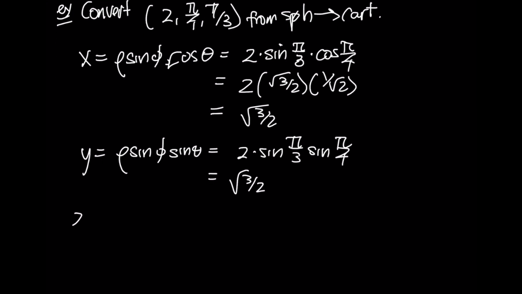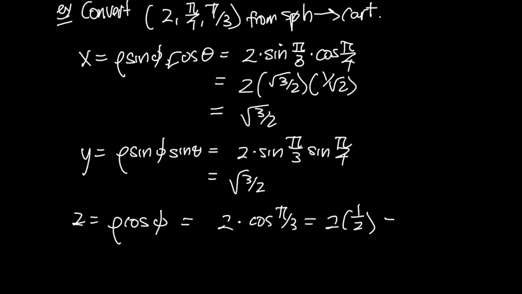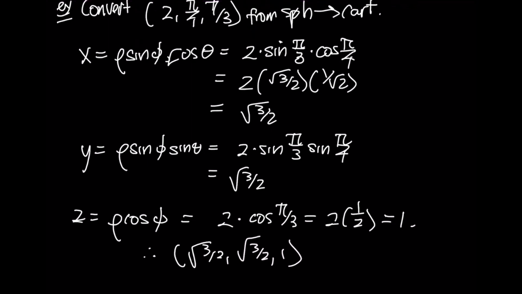And finally, z will be rho cosine of phi, which in our case will be 2 times the cosine of pi over 3, which will be 2 times a half, which is just 1. So this point becomes root 3 over 2, root 3 over 2, and 1. Now we can also go the other way.